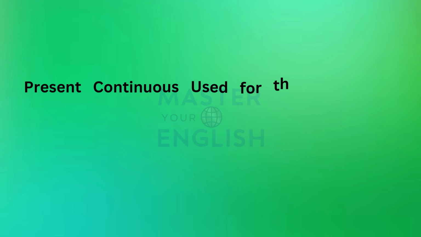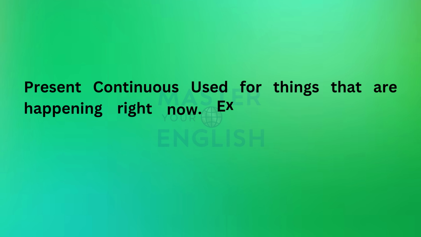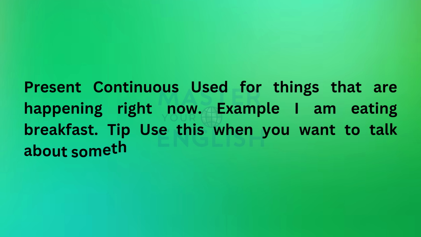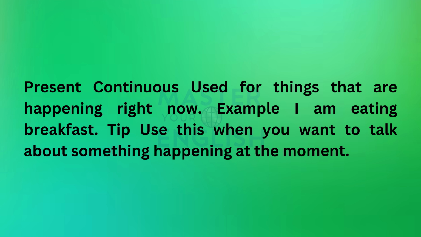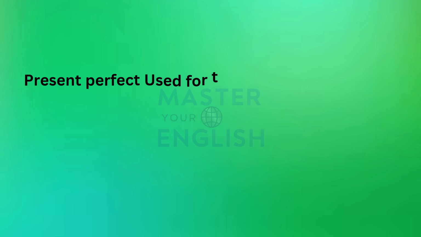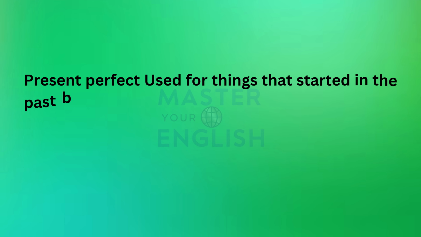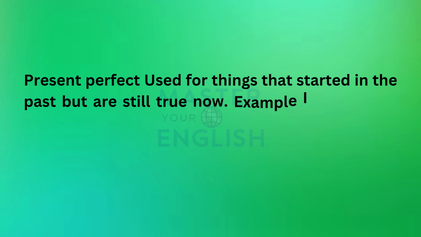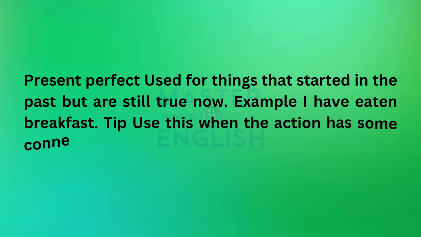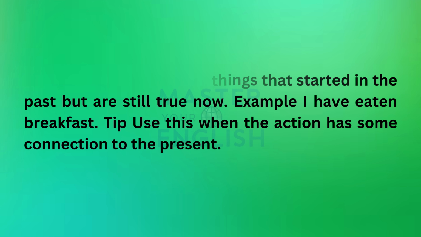Present continuous: used for things that are happening right now. Example, I am eating breakfast. Tip: use this when you want to talk about something happening at the moment. Present perfect: used for things that started in the past but are still true now. Example, I have eaten breakfast. Tip: use this when the action has some connection to the present.